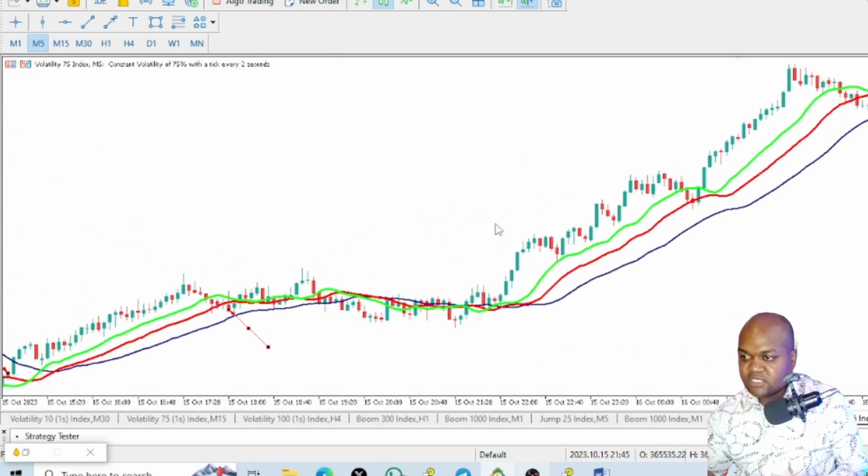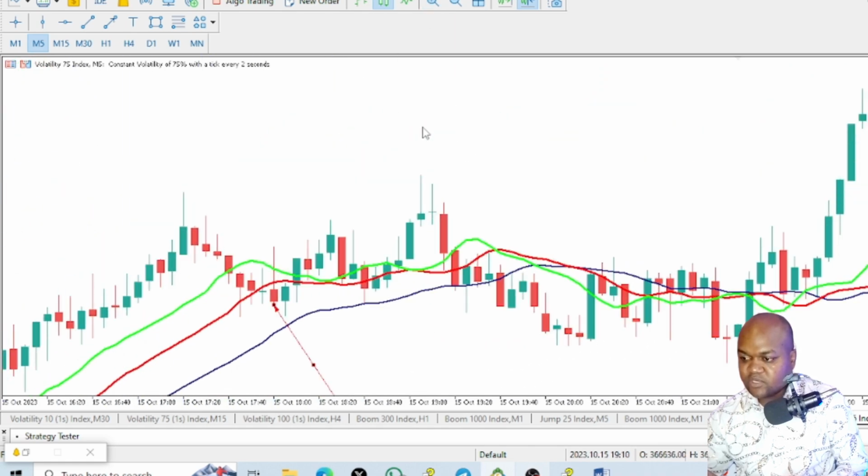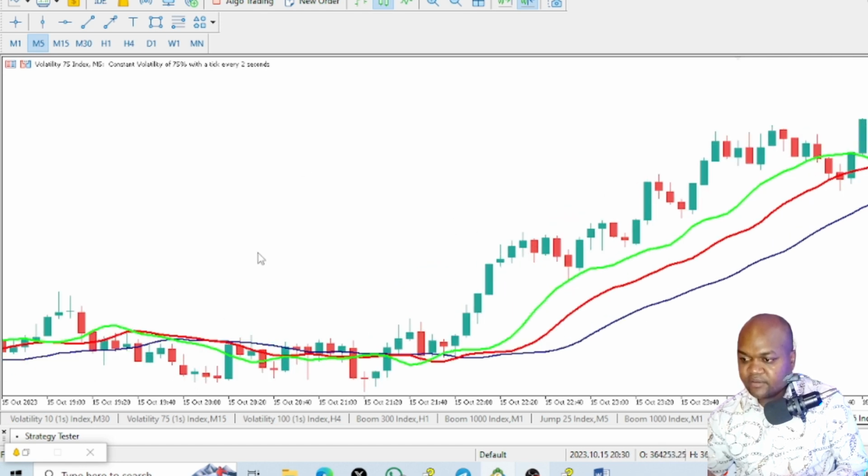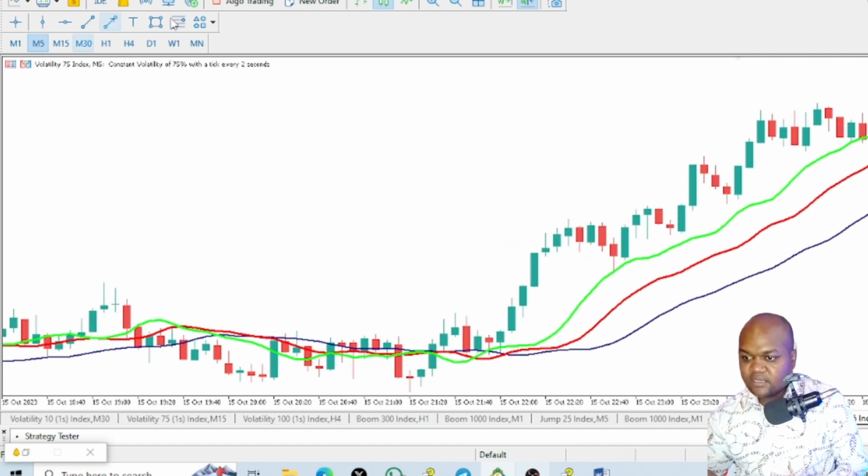Let's look for another opportunity where we're going to use this particular strategy. So here again, we don't trade here. Why? Because the lines are not pointing in any direction and the lines are crossing each other. So we wait for a trend.